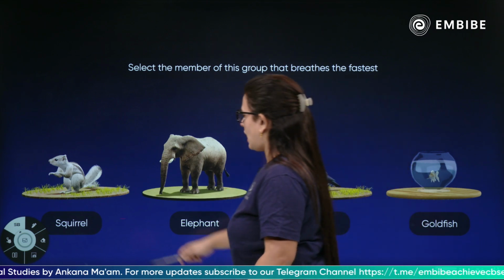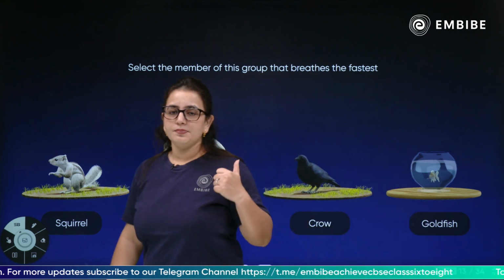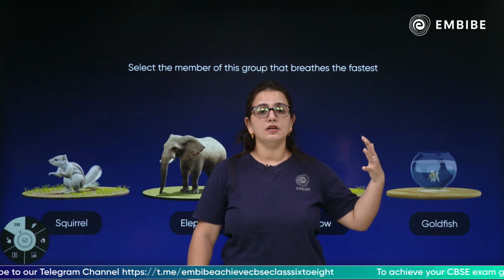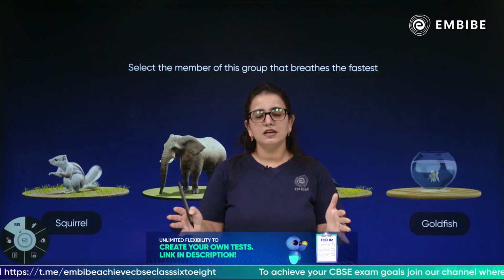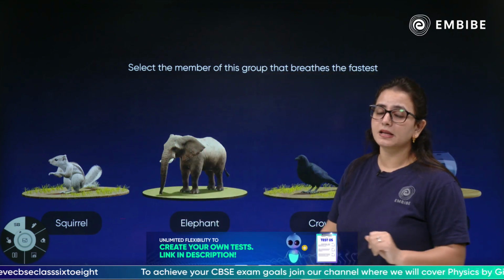Next we have select the member of this group that breathes the fastest. What do you think? A squirrel, elephant, crow or a goldfish. Which among them, according to you, will have a faster breathing rate? Inhale, exhale, inhale, exhale. That would be faster.